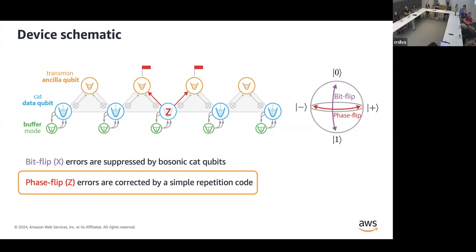But how about phase flip errors? For phase flip errors, now we have to do, I mentioned the repetition code, the simplest classical code. But now it's really active error correction. So you have to measure some checks to find an error and correct it.